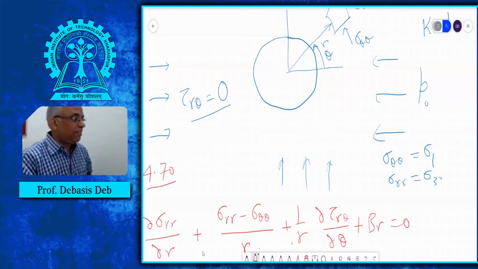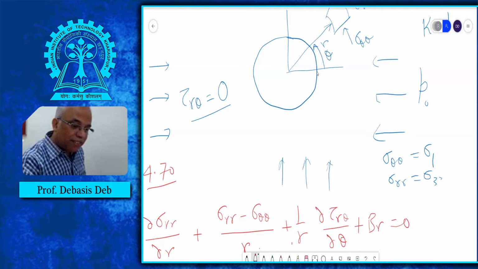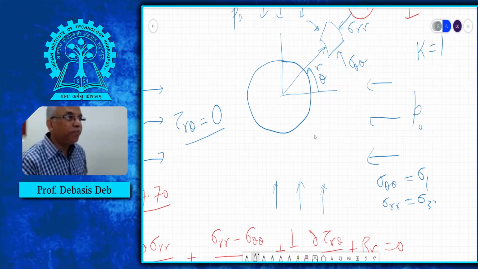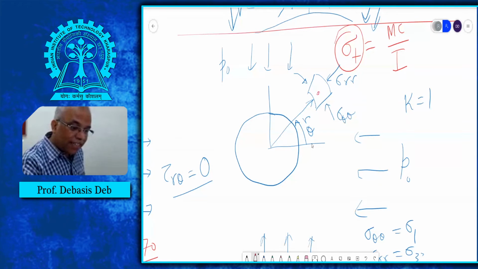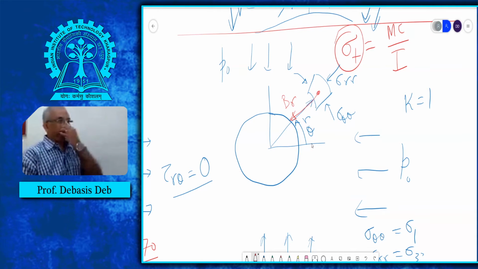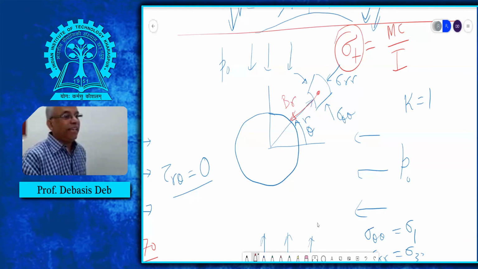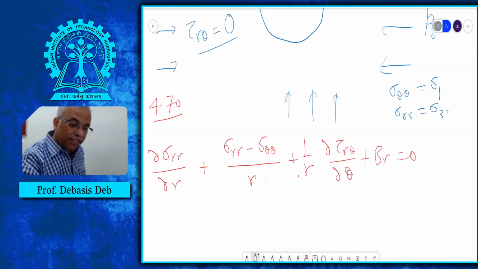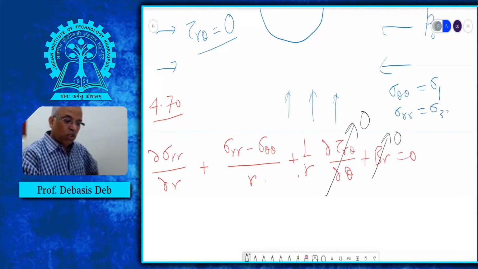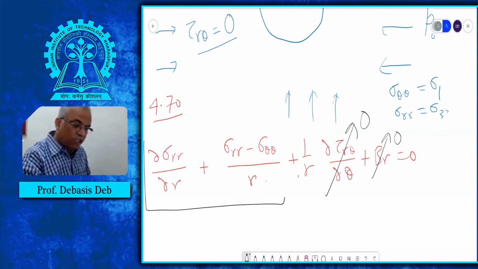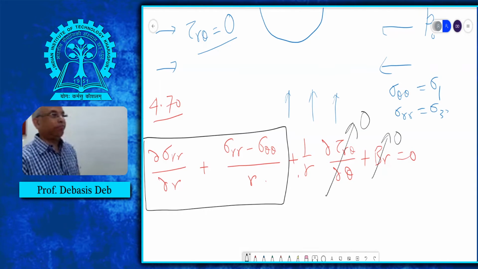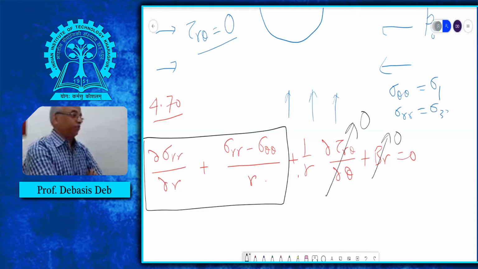Now, sigma R and sigma theta theta are the same, and BR is something like, if there is a radial direction body force component, then that is the BR. In this case we are ignoring this, it is 0. Tau R theta you already said is 0. So it comes down to only this equation, which is equal to 0.